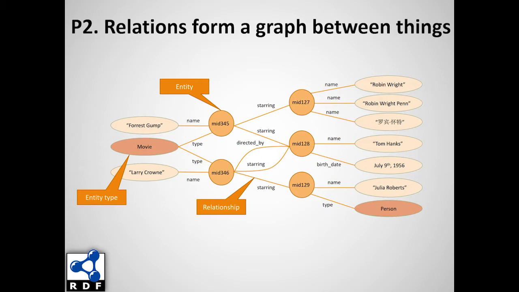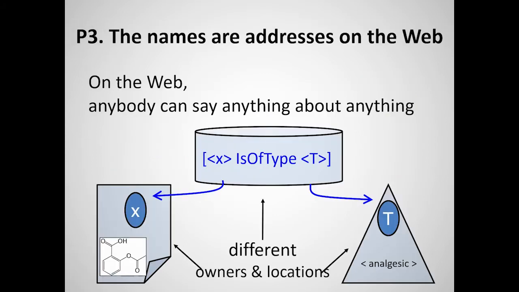You can say, anybody can say anything about anything. This is also true for these data URIs. So here's a very concrete example. Anybody knows what this is? No medical staff in the room. This is aspirin.